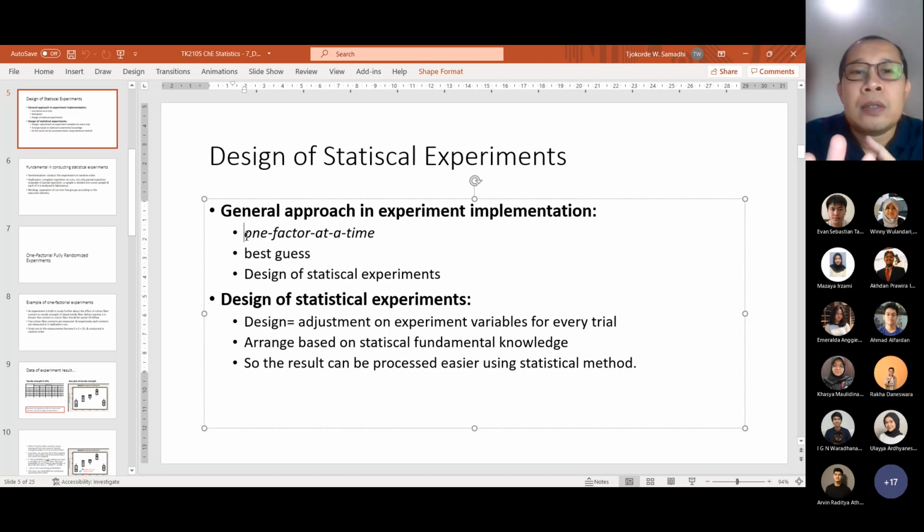In an OFAT approach, what you do is you vary the value of just one factor while maintaining the rest of the factors constant. And you take turns doing this to each of the factors until you exhaust all of the factors. So that is quite intuitive actually. However, it does have its weaknesses. The OFAT approach is time consuming. You will end up with more runs compared to a statistical experiment.